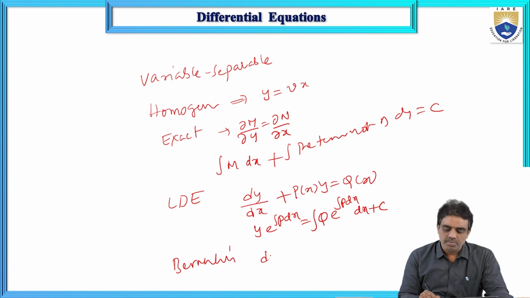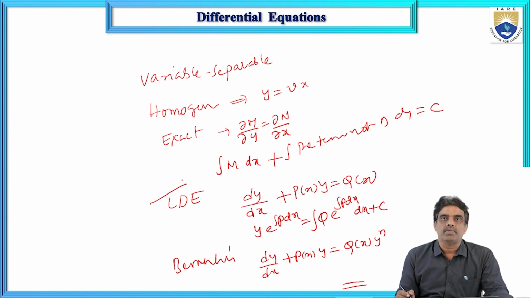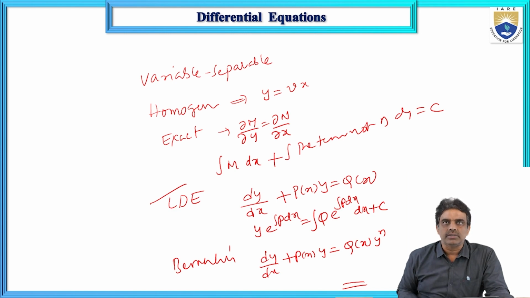What is the Bernoulli form? dy/dx + P(x) y = Q(x) y^n. This is the Bernoulli equation, and this can be solved by reducing the equation to linear differential equation form. So you can apply any method if it is applicable. Now I will see some problems, how to identify which method is applicable to the given equation and how to solve it. That I will show in this video.